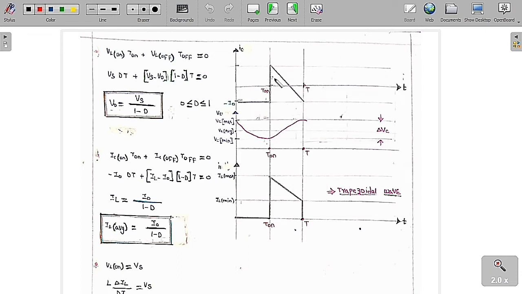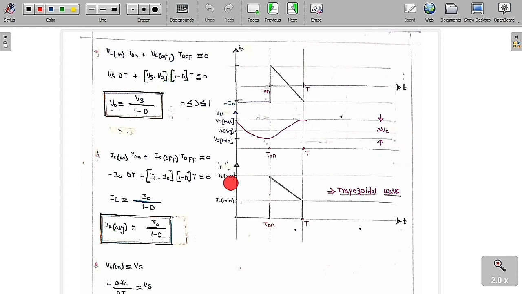So if you remove the I naught, we are going to get in this format. The capacitor voltage is always going to go from maximum value to minimum value, fluctuating like a sinusoidal waveform. So VC maximum, VC minimum, and this is VC average. This overall ripple is called delta VC.